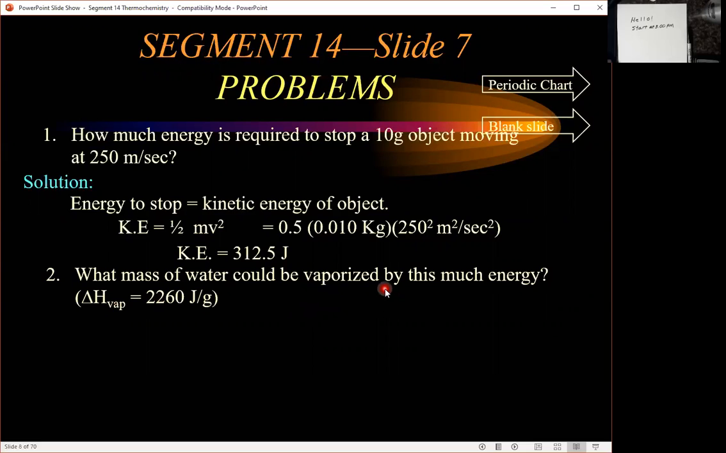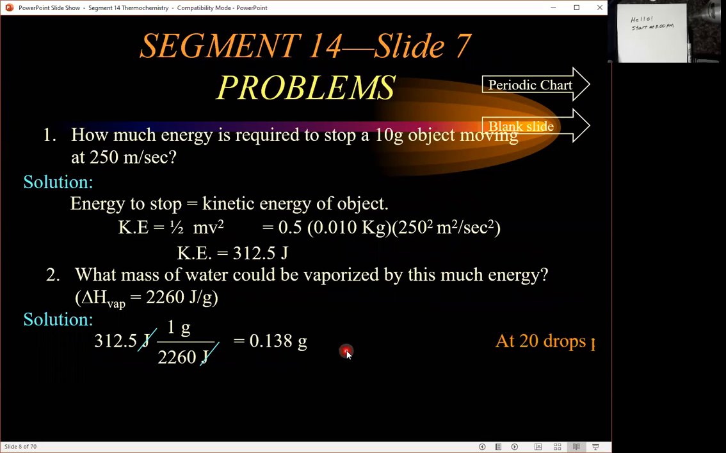What mass of water could be vaporized by this much energy? Well, the heat of vaporization of water is 2260 joules per gram. Okay, so let's look at it. We got 312.5 joules, and now we've got 2260 joules per gram. Divide those, and we come up with 0.138 grams. There's 20 drops in a gram of water. That's less than 3 drops of water. It would take less than 3 drops of water evaporating to supply the energy to stop something moving at 250 meters per second.